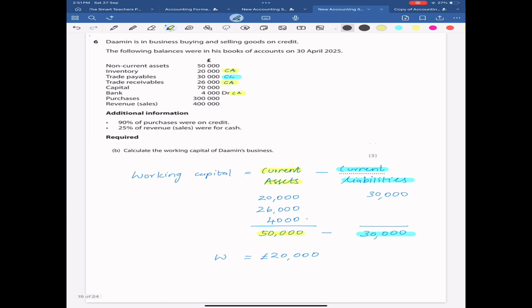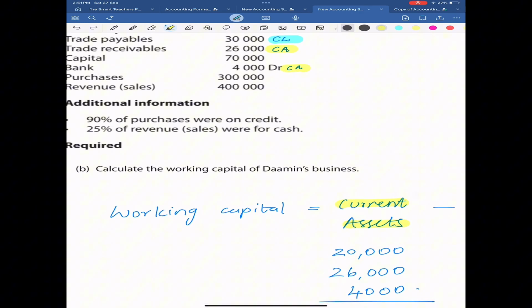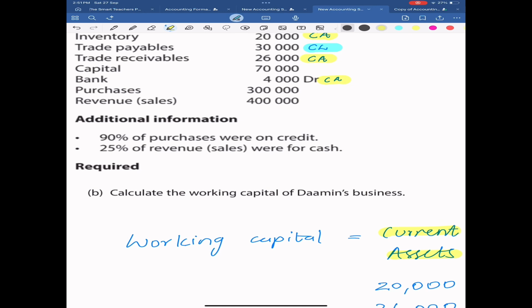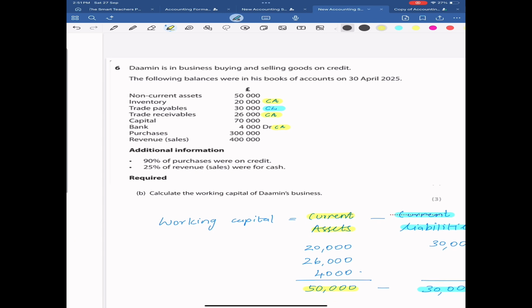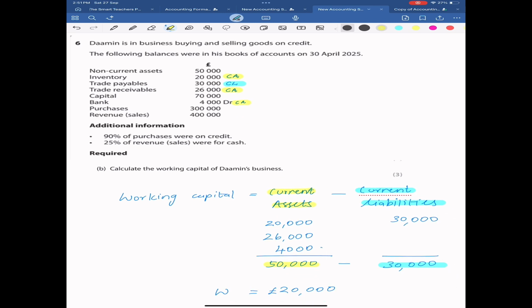Question B. Calculate the working capital of Damin's business. How do we calculate working capital? From current assets, we deduct current liabilities. First of all, let's identify the current assets and current liabilities. Inventory 20,000 current assets, trade payables 30,000 current liabilities, trade receivables 26,000 current assets, and bank, the debit balance, therefore current assets.